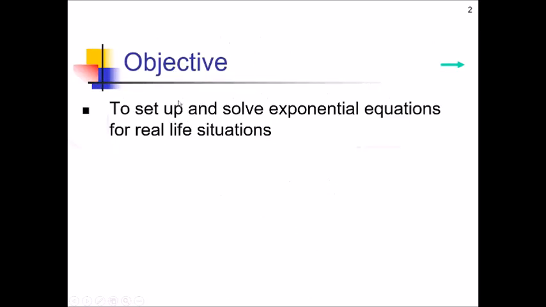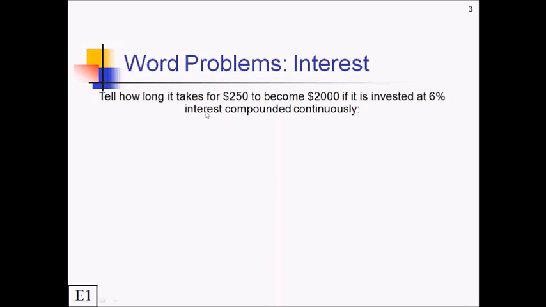In this one, we will be setting up and solving exponential equations for some real-life situations, including how old something is, and also another one dealing with interest. For our first example, we want to figure out how long it takes $250 to become $2,000 if invested at 6% interest compounded continuously. So pause the video and see if you can write an equation to describe this situation.